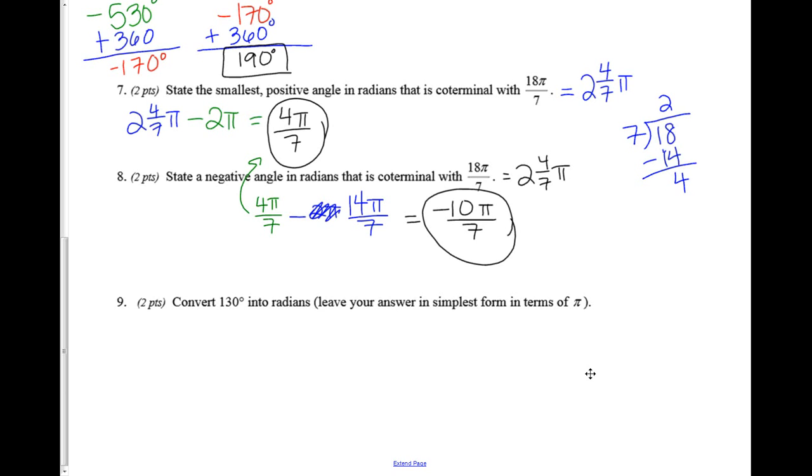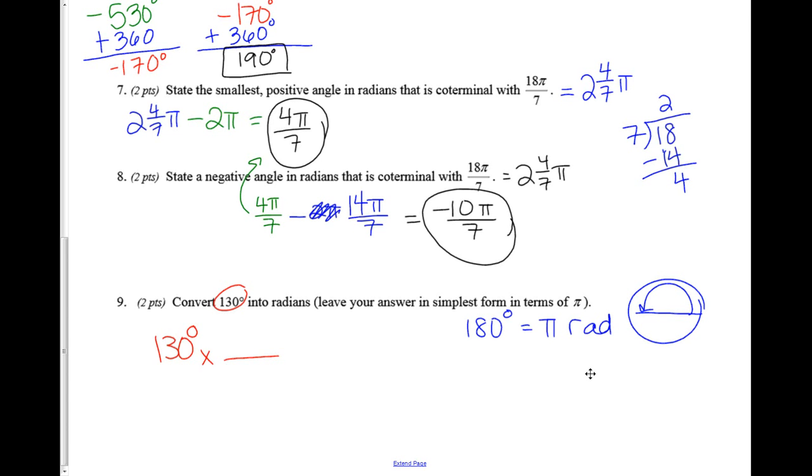All right, question 9 says to convert 130 degrees into radians. Leave your answer in simplest form in terms of pi. So I have 130 degrees. The way I convert is to multiply by 1 in a useful form. So I need a useful relationship between degrees and radians. Well, what do I know? If I think of my basic unit circle right here, I know that 180 degrees was pi radians. So to me, that's the easiest fraction to use.